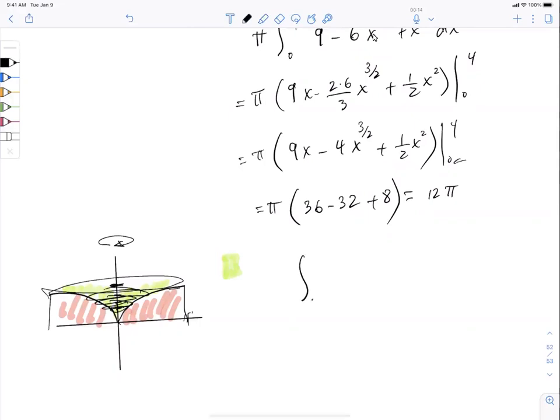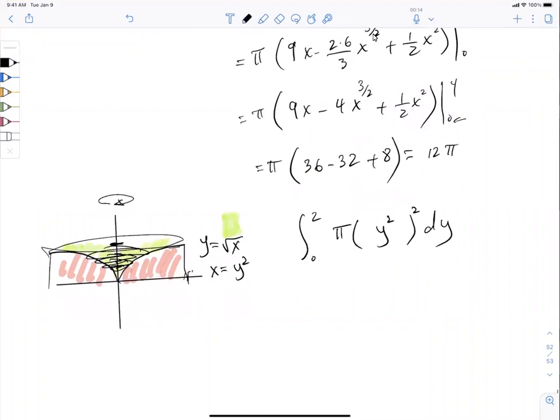So the integral is going to be 0 to 2, because now I'm going in the y direction. dy, pi, and your radius would be a function of y. Now you remember y was equal to square root of x, which means x is equal to y squared. So it'll be y squared, squared. So once again, because I'm rotating about the y-axis and using the disk method, my bounds would be in terms of y. That's where the 0 and 2 came from. My measure is going to be in the direction of y. I have delta y. And my radius would be a function of y and not a function of x. And that's how I converted from x to y. And that's it. And you just integrate that.